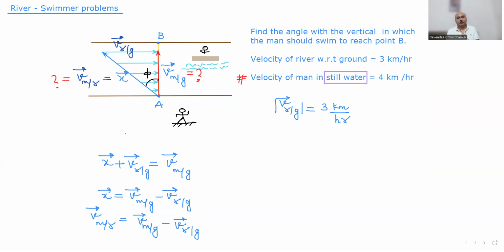So now you sit on the plank. With respect to you, water is still. Yes or no? All of you. Yes, sir. With respect to this person, let's name this person as Q, this person as P. So P is the man standing on the ground and Q is the person sitting on the plank, right?